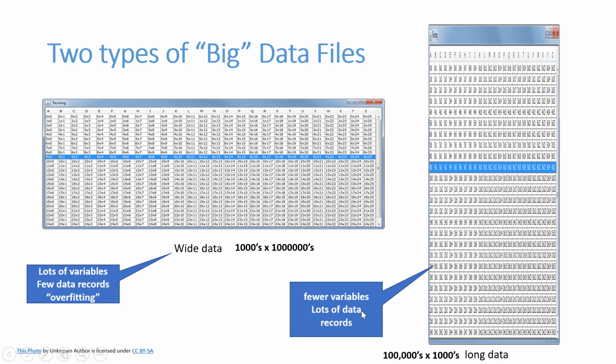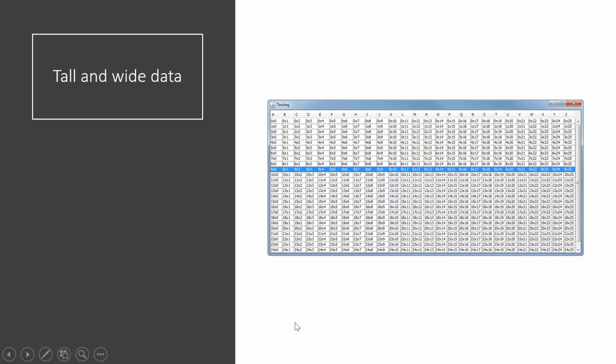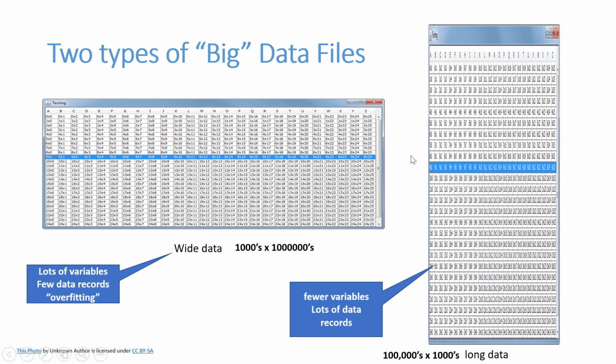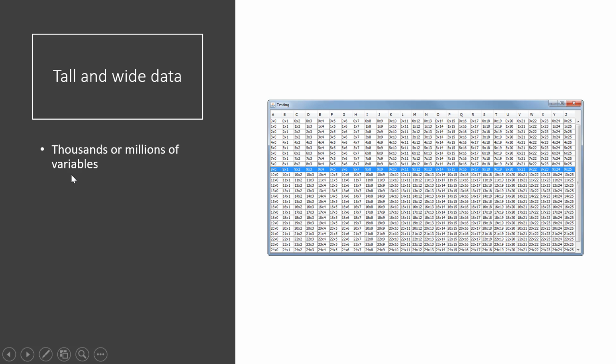So in this case, you have fewer variables, lots of data records. All these things are very important for us to consider what type of things we want to apply to these type of data sets. That's very, very important. Then there's the tall and wide data. Then you have thousands and millions of variables and also millions of records, so millions to billions of samples.